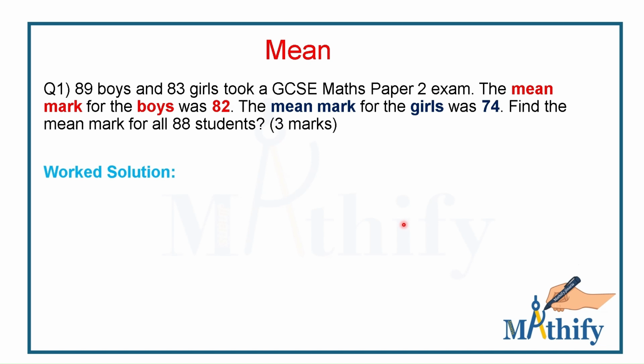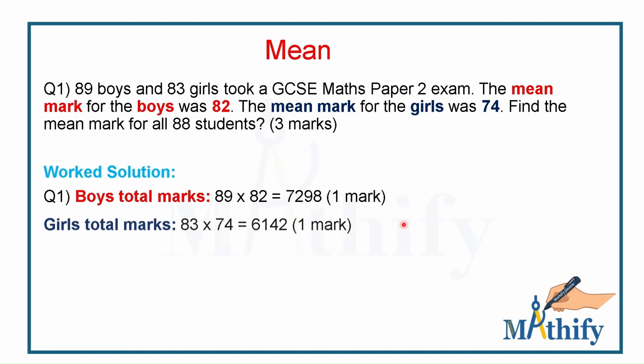total marks for boys. So we need to do 89 multiplied by 82. That will give us 7,298. So that's your first mark. Next, we do the same for girls. 83 multiplied by 74. That will give us 6,142. These are your 2 marks secured already.